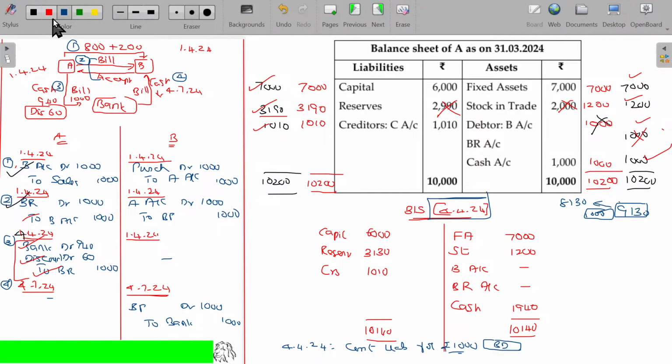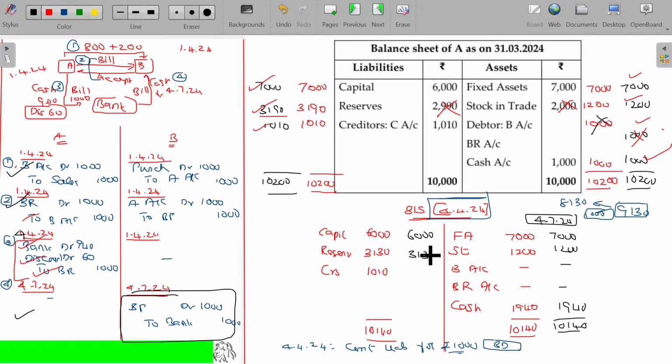Now what happens? We'll go for this date. As on the date, B paid promptly. As B paid promptly, what happens? The new balance sheet being which date? 4/7/24. The balance sheet remains as it is. The balance sheet remains as it is as on this date. But one thing happens here. What is that? This contingent liability will be cancelled on which date? On maturity date, 4/7/24. This contingent liability will disappear.